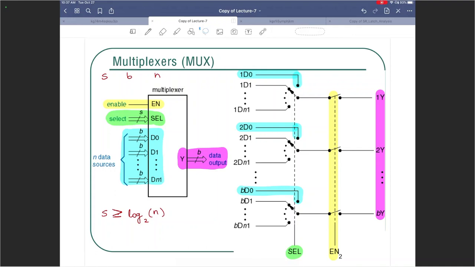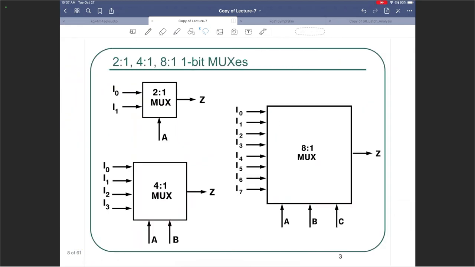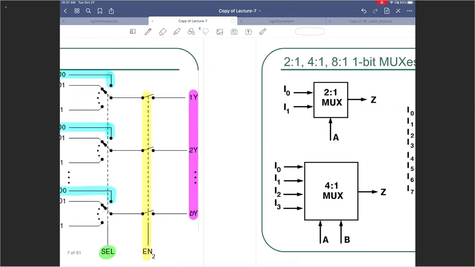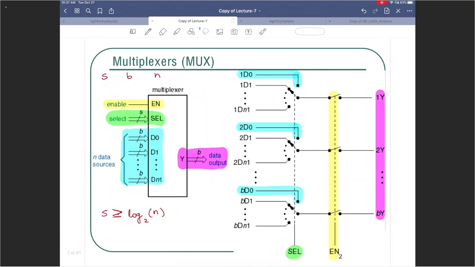All right, let's move on. The multiplexers come in various different forms. Let me write a few statements here. S is the number of select lines.